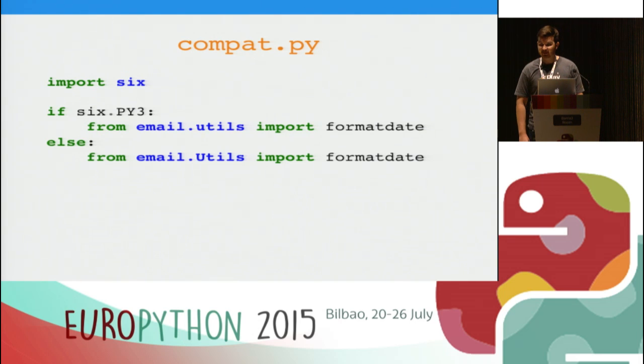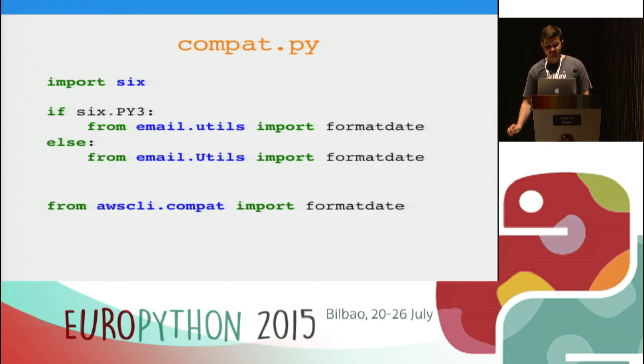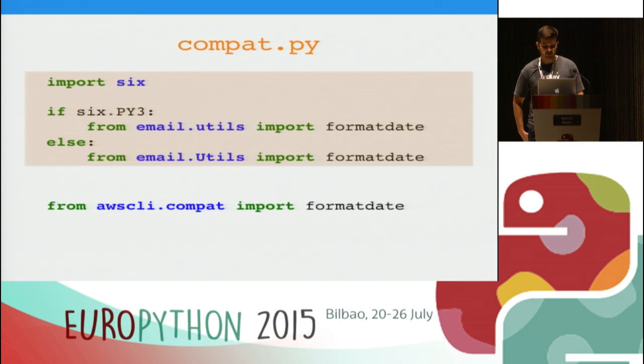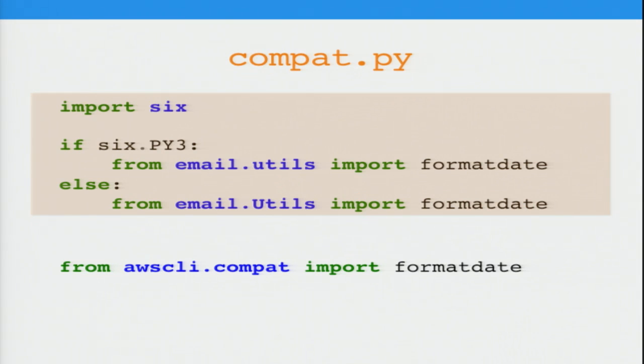First, you check to see what Python version you're working on. And if it's, for example, Python 3, you import the Python 3 version of formatdate. And if it's Python 2, you just do the Python 2 version of it. Then to build on top of that, whenever you need to actually use formatdate, you just import it directly from the compat module. Note that it's a lot better to use the bottom way of importing instead of having this code block in every single file you need formatdate, because if you ever want to change the logic, you'll have to change it in every single spot.